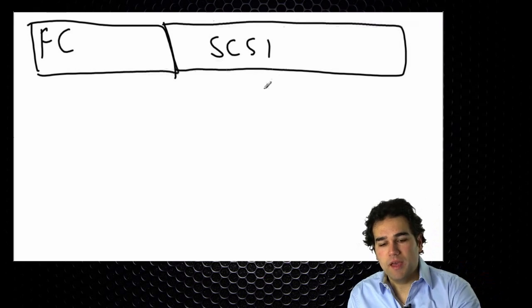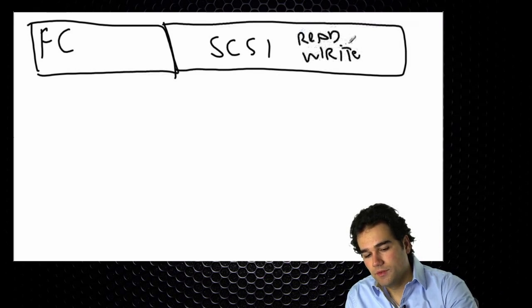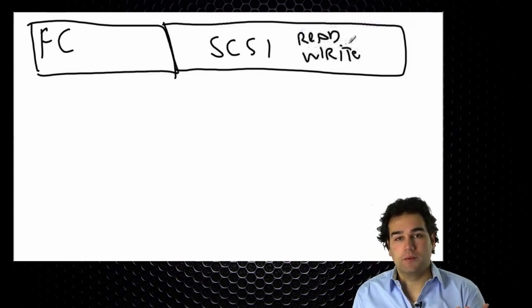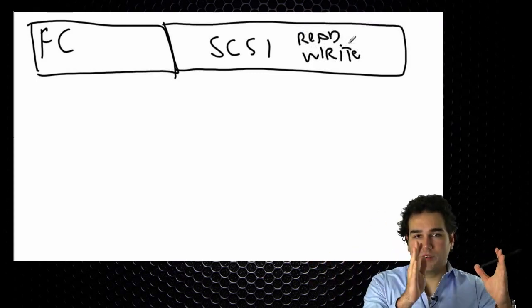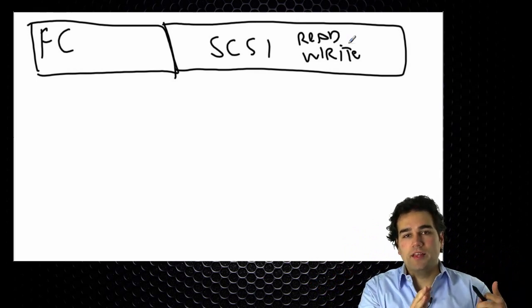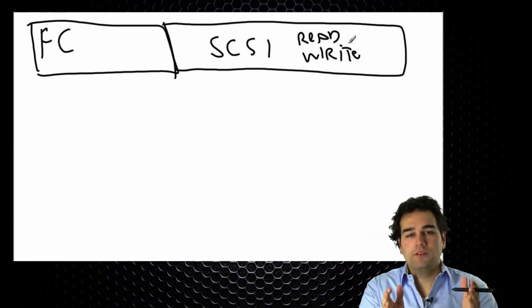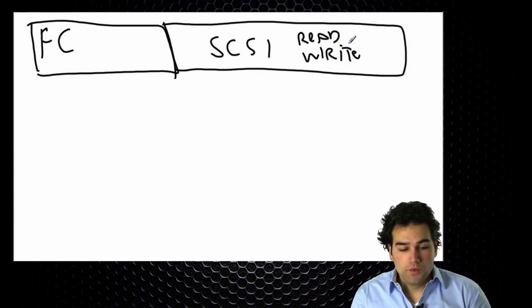So a SCSI command, either a read command or a write command or any other command that I can have, is encapsulated into a Fibre Channel header. And that SCSI command is then transported from the host towards the disk. That disk will decapsulate the Fibre Channel header and will start looking at the SCSI frame or the SCSI command and then reply as it should. So that is Fibre Channel.